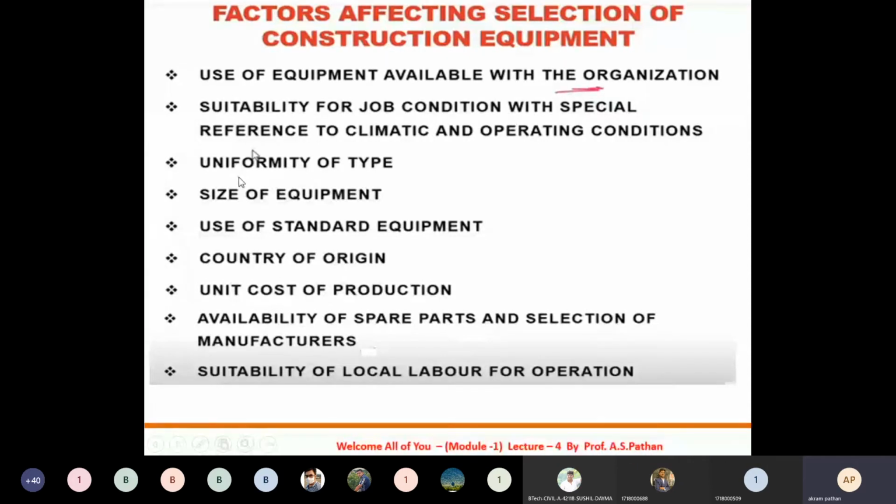Then uniformity of type, then the size of the equipment, then use of standard equipment, then country of origin, then unit cost of production, then availability of spare parts and selection of manufacturers, then suitability of local labor and operations. So while selecting an equipment, we have to consider these factors.